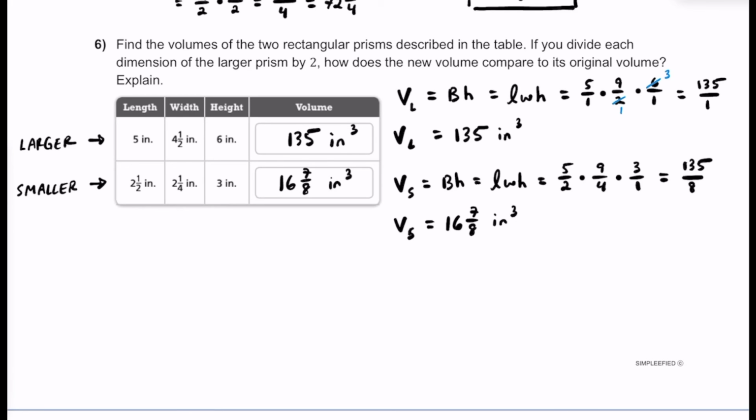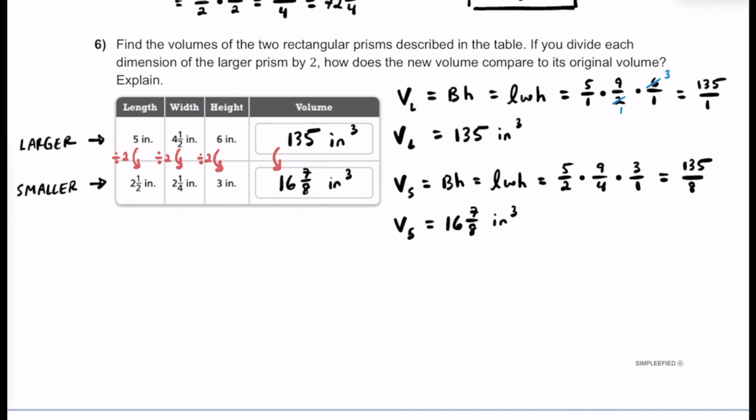Okay, so we found the volumes of both of these prisms, but the question asks, how does the new volume compare to the original volume? Now, keep in mind that from here to here, we divided by 2, right? There was half. From here to here is also divided by 2. And when we went from here to here, we also divided by 2. So I guess the question is did we just divide by 2? I think that's kind of a common thing that a lot of people are going to think. But if you cut 135 in half, it's definitely not 16 and 7/8.